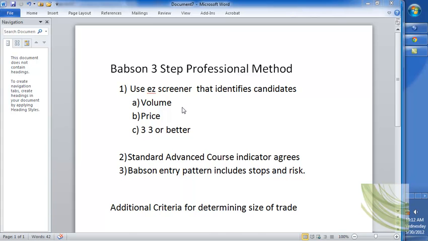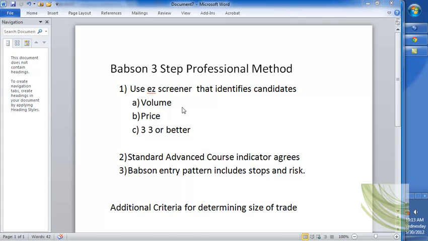So, for example, we would have a minimum volume, of course, and a minimum price, and we would also be looking for something that's in, we'll call it a 3 or better. And I'll show you in a moment what that is. It's very, very easy to find. And we even have a really easy way for you to put a certain thing in any kind of screening software that will allow you to find this really quickly.